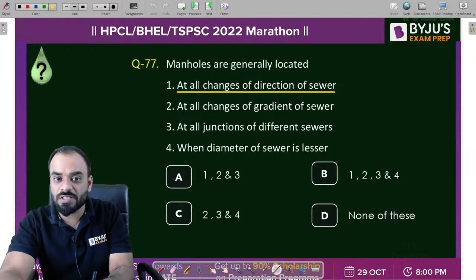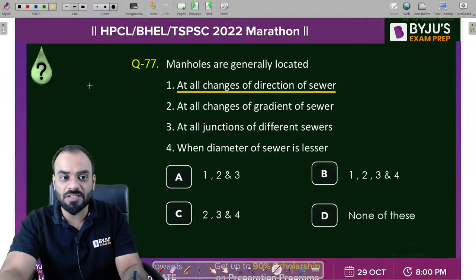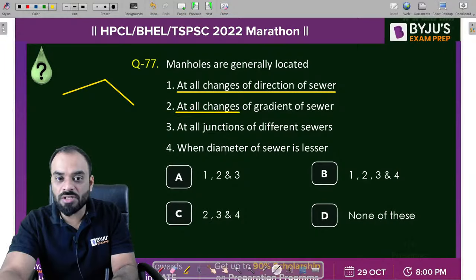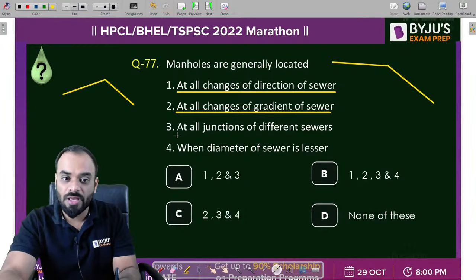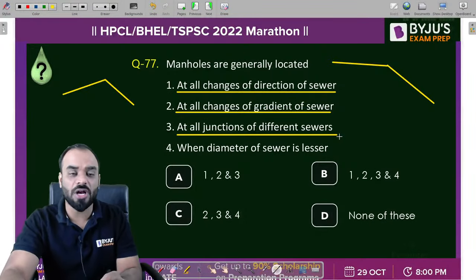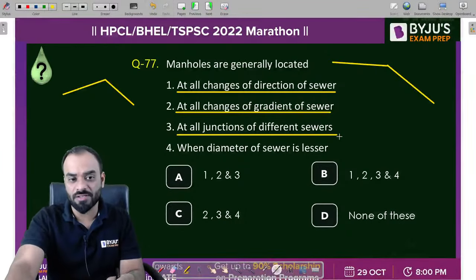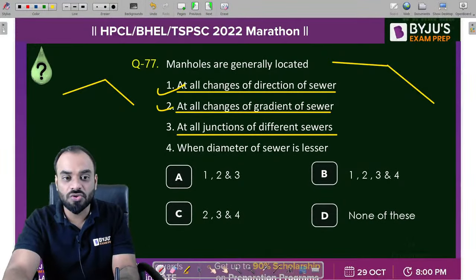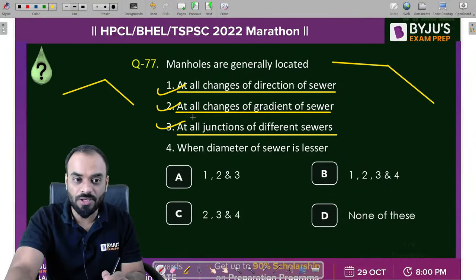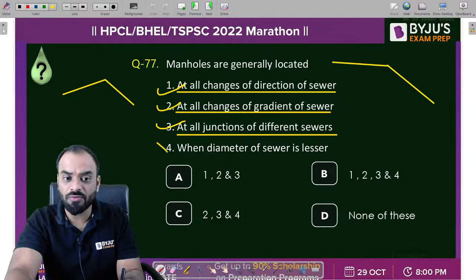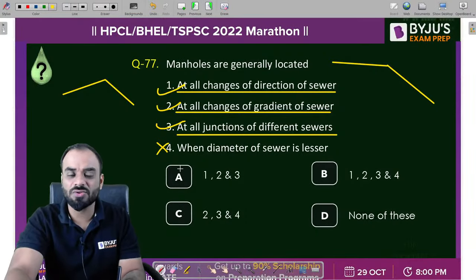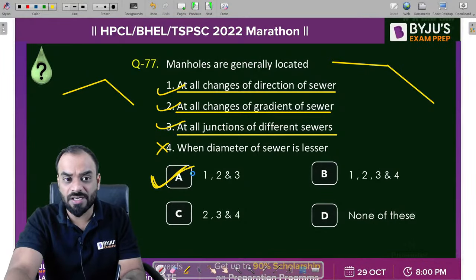Yes, definitely, guys. At all changes of direction of the sewer, that means if the direction of the sewer changes, we need to provide the manhole. At all changes of gradient of the sewer, that means one slope is this and another slope is this, again we need to provide the manhole over here. At all junctions of different sewers, if you have a junction of sewers, you need to provide it, right? So 1, 2 and 3 are all correct. But if you talk about the fourth one, wait a minute. Fourth one, when the diameter of the sewer is lesser, there is no such condition. Only A is the correct answer.